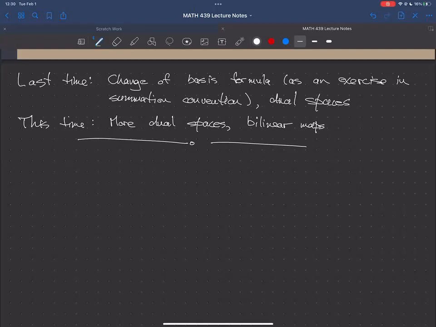Okay, consistent with what I've said in the past, we're not really covering anything in linear algebra that you don't know, just talking about it differently. And last time we saw a standard topic, the change of basis formula, but talked about that differently. We talked about dual spaces, and dual spaces are simply particular kinds of linear maps, namely linear maps from a vector space into the scalar field. In this case, our scalar field is always the real numbers.